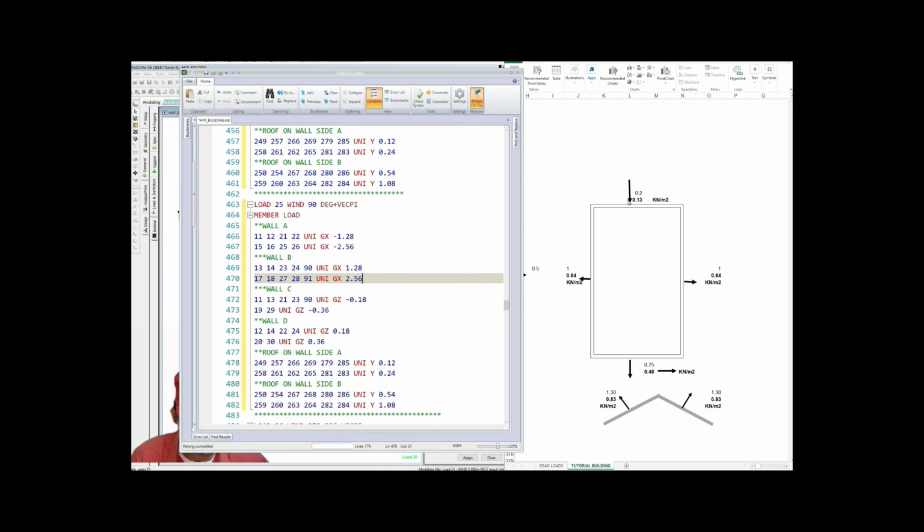Now on wall C, it is in positive z direction, 0.13 into 3 meter is equal to 0.39. And 0.13 into 6 meter is equal to 0.78. On wall D, it is 0.48 kN per meter square. So for the corner column, 0.48 into 3 meter tributary width is 1.44.